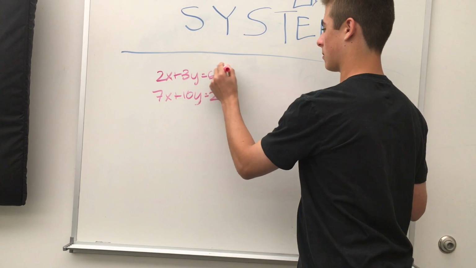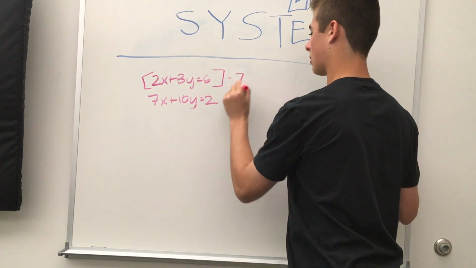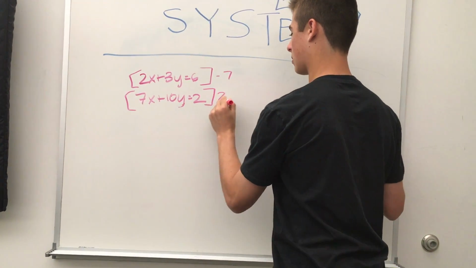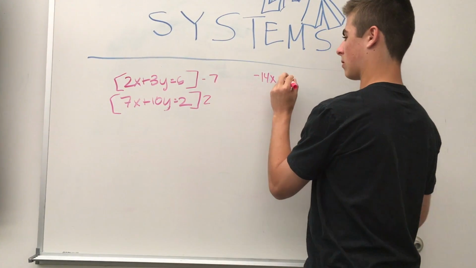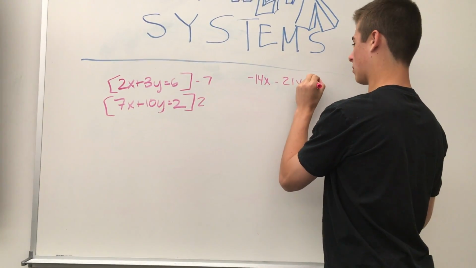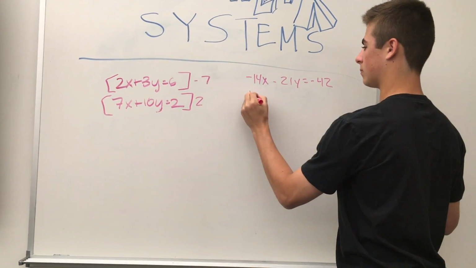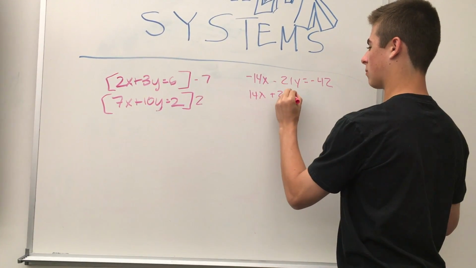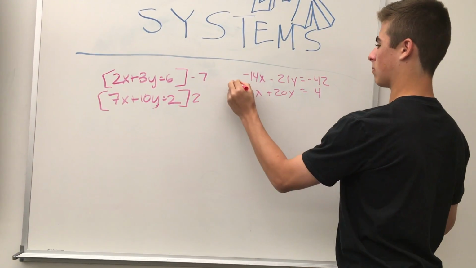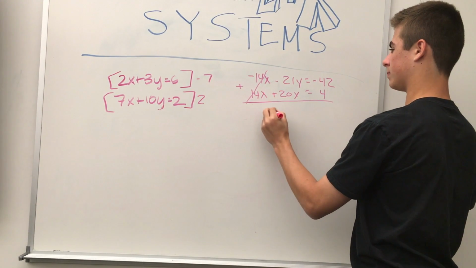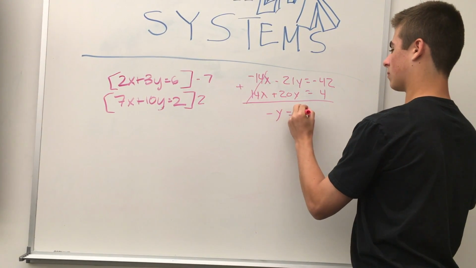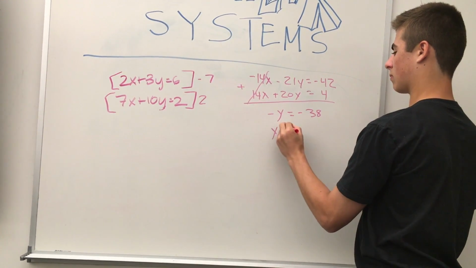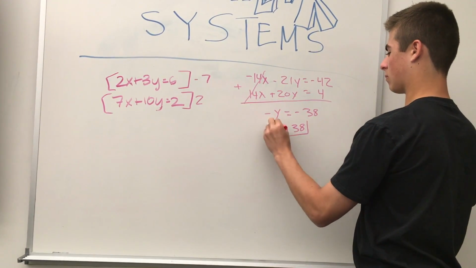Another way to solve a system of equations is by elimination. First off, you have to multiply the first equation and the second equation by a constant to get rid of one of the variables. So in this case, we're getting rid of the x variable. So we multiply the top by -7 and the bottom by 2, and that crosses out. So we get -1y equals -38, and then y equals 38.